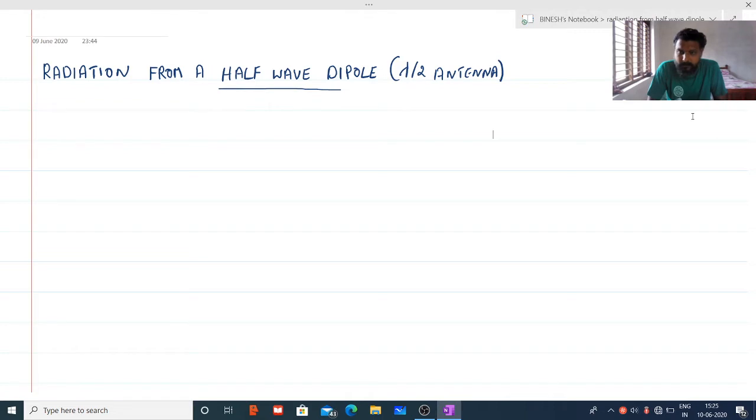There we derived the equation for the current, that is I equal to Im sin beta into h minus z for z greater than 0, and I equal to Im sin beta into h plus z for z less than 0. We will utilize that asymptotic current distribution for deriving the radiation resistance of a half wave dipole antenna.